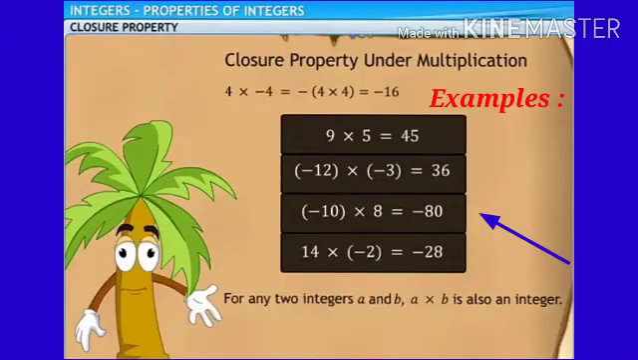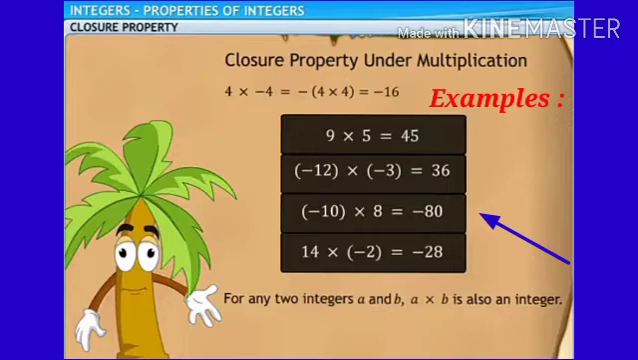Here 4 and minus 4 are integers. Then the product of 4 and minus 4 is minus 16, which is also an integer. Similarly, 9 and 5 are integers. The product of 9 and 5 is 45, which is also an integer. Thus, the product of any two integers is always an integer. We can say that integers are closed under multiplication. This property is known as closure property of integers on multiplication. Therefore, for any two integers a and b, a into b is also an integer.